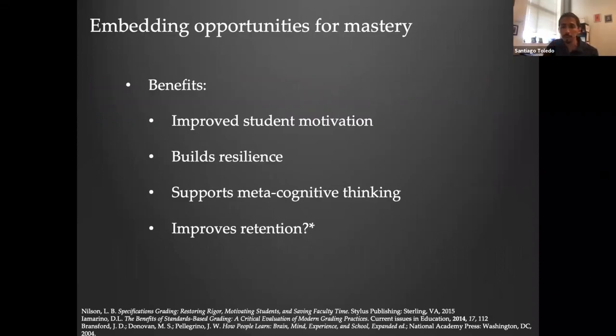There are a lot of benefits associated with this idea of opportunities for mastery, which I mentioned was essential for my grading. A lot of these things could improve student motivation. If a student doesn't feel like they have to dig themselves out of a hole after a really bad exam, that's an important story for getting them back on the horse and trying again. This can build resilience, right? The idea of trying over and over, or getting opportunities to improve, is important. It definitely supports metacognitive thinking. It's been shown to do that.